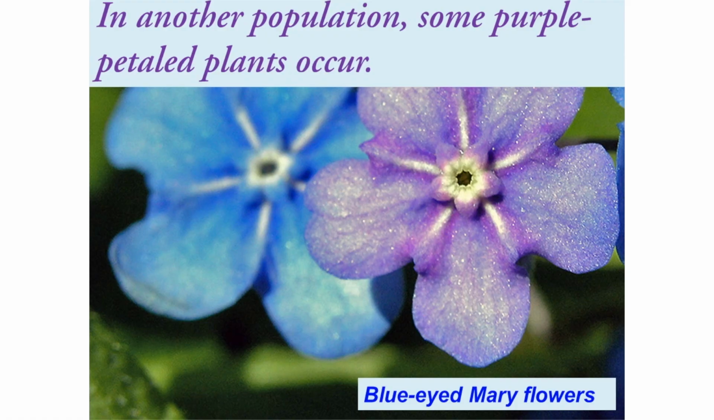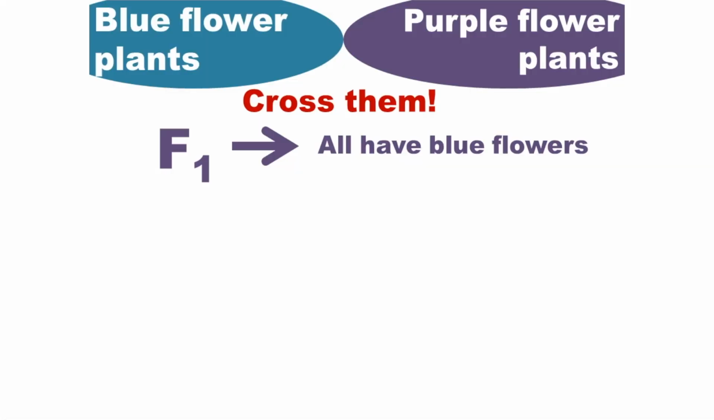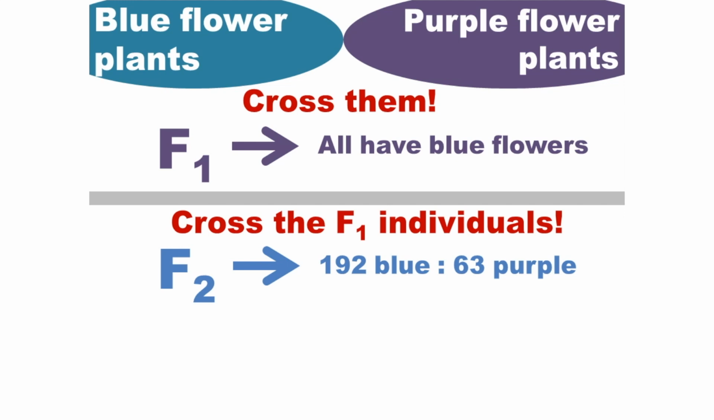But let's say someone else in some other population comes across some purple flowers in this species, blue-eyed Mary, and they're trying to figure out, all right, why do we get purple sometimes? And they do what any geneticist would do. They cross them. They cross the blue and the purple, and when you cross those, they find the F1 offspring all have blue flowers. It's kind of the same thing going on again. So you take those blue-flowered plants and cross them with each other, and what do you get?